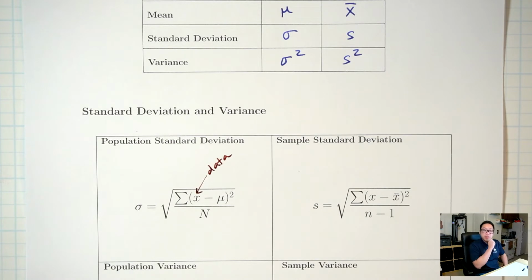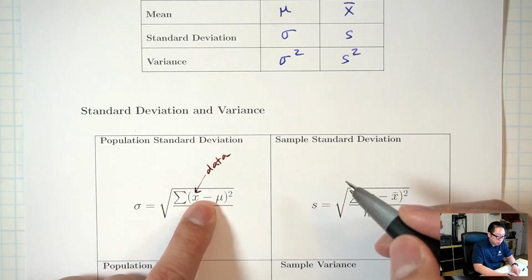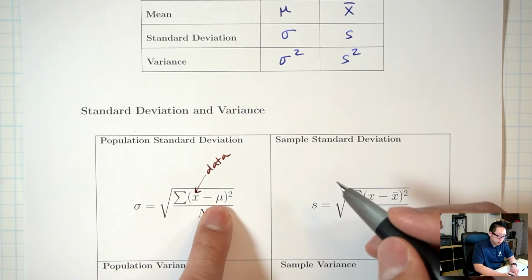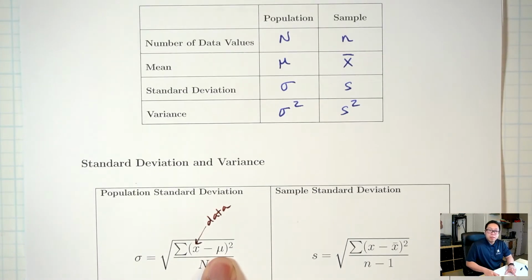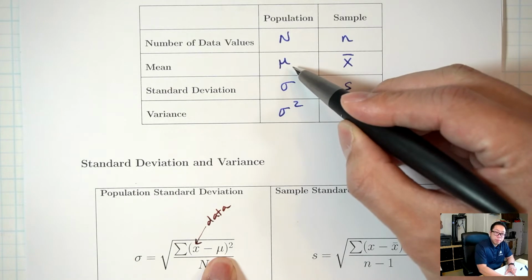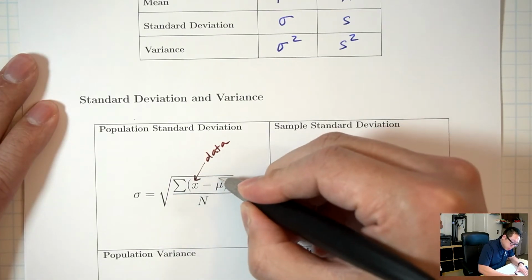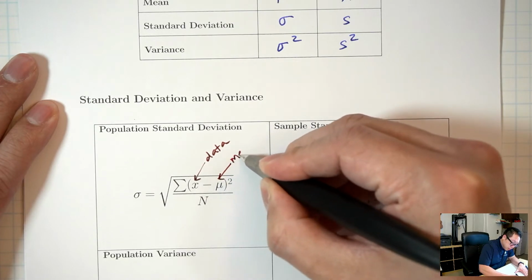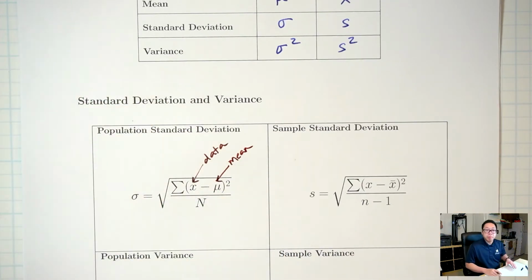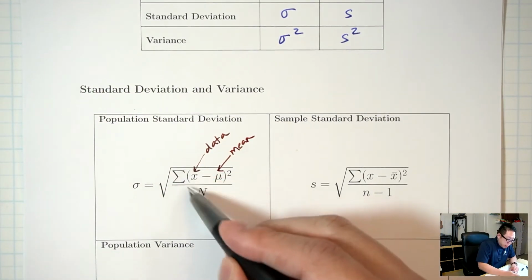And what is this x? What is this formula telling you to do? It says take your data, subtract this. What is this? The mean, right? So this is saying take your data and subtract the mean. Okay? And then square it.